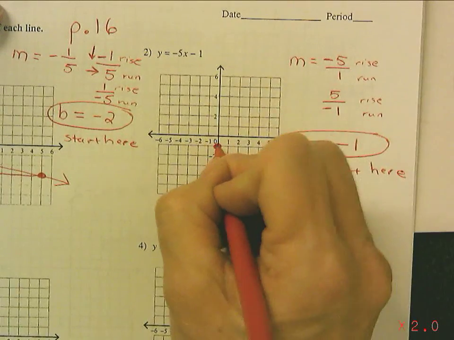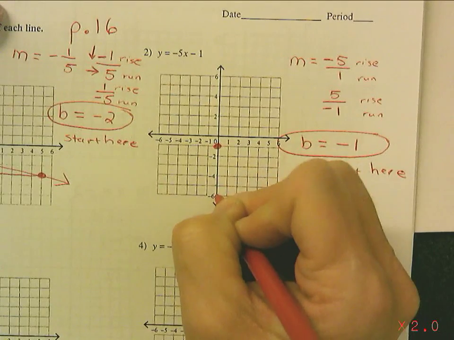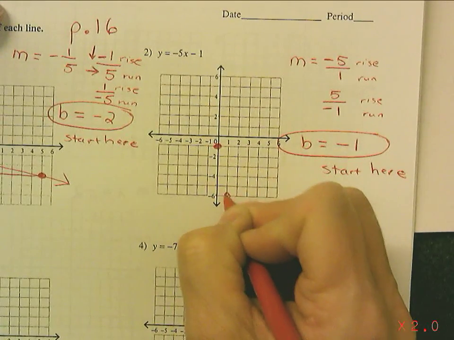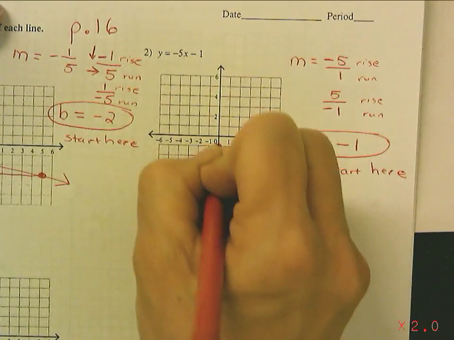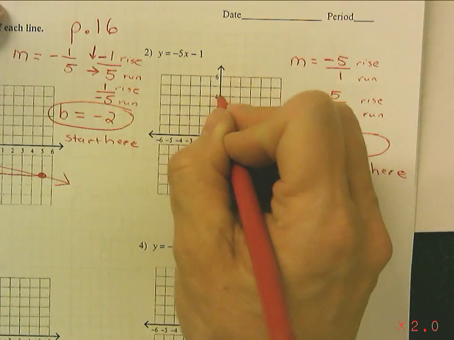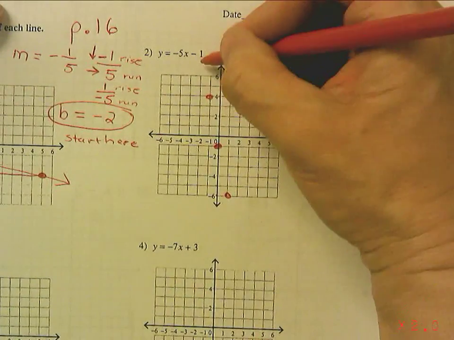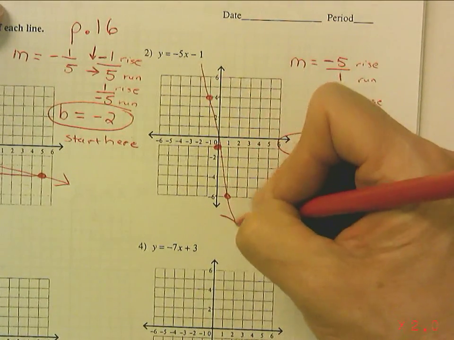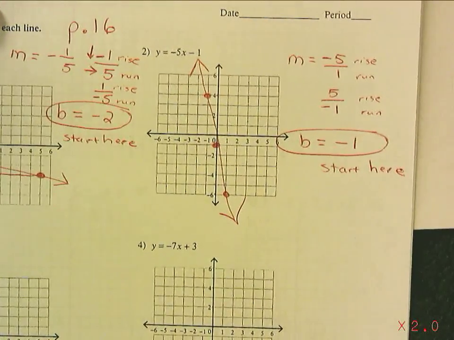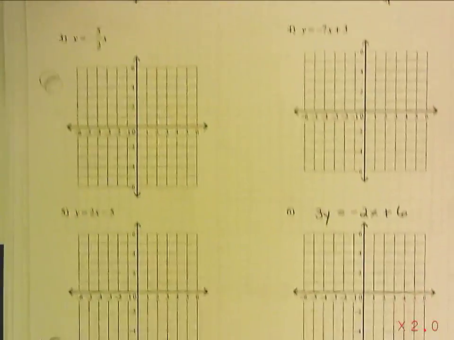So I'm going to rise -5, 1, 2, 3, 4, 5, and run 1. Put a dot. Go back to the y-intercept. I'm going to rise 1, 2, 3, 4, 5 in a positive direction, run 1 in a negative. Take my ruler, draw my line. Okay? Now we're going to do number 3.